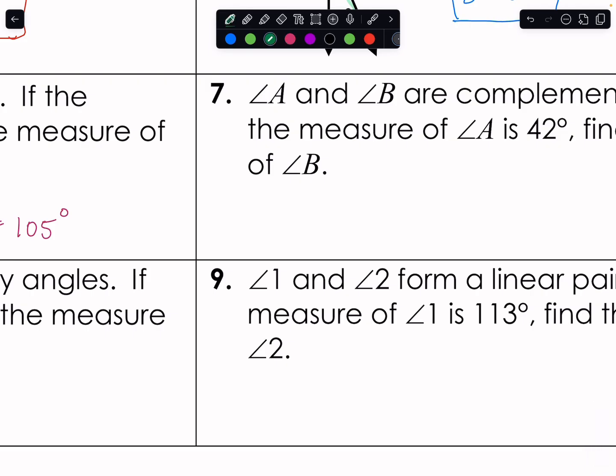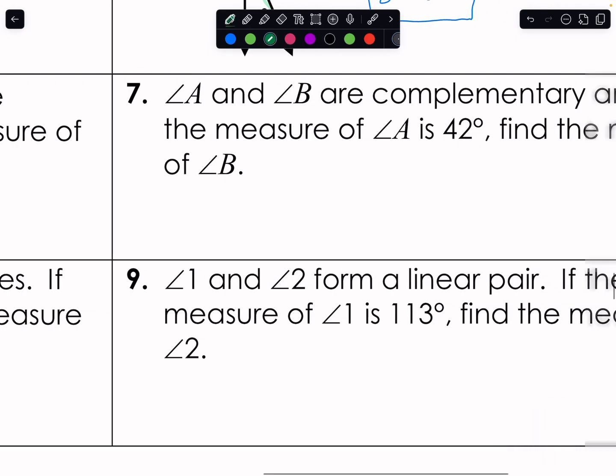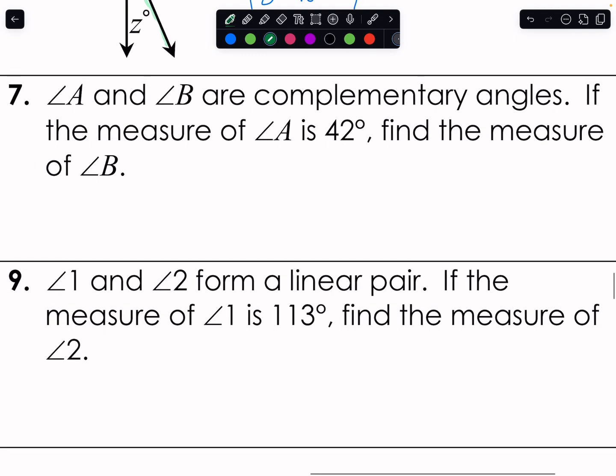Let's go ahead and go over here to number 7. It says A and B are complementary. That means 90 degrees. Okay, so let's draw a picture. And we're going to call this one A, and then we're going to call this one B. The measurement of A is 42 degrees. What does that mean the measurement of B is?